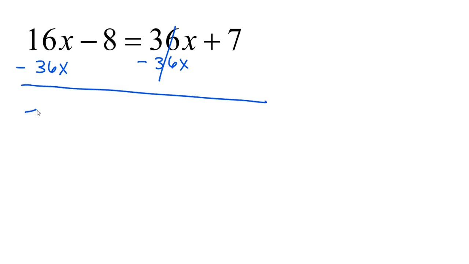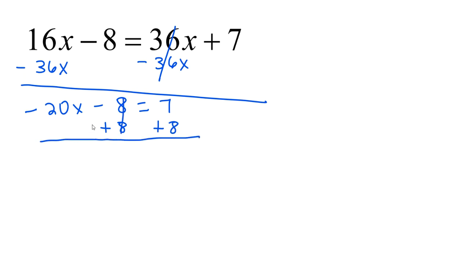So this gives me a -20x minus 8 equals 7. So if I want to isolate this variable, remember we're going to undo addition and subtraction first, or work with what's farthest away first. So I'm going to add 8. That gives me -20x equals 15. And then to get rid of that 20, it's touching the x. That means it's being multiplied. So to undo that, I'm going to divide by -20.